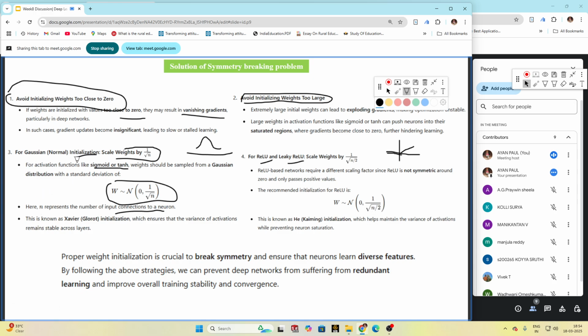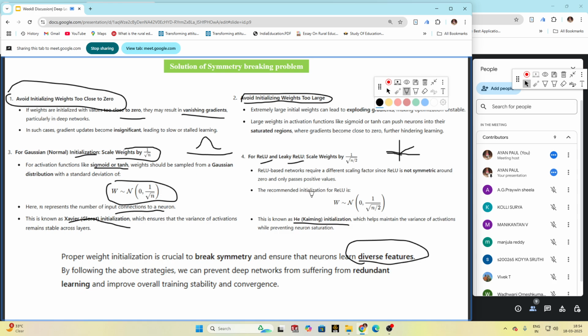Scaling the weights by 1 by root n is known as Xavier initialization, and scaling our weights by 1 by root over n by 2 is known as He initialization. So these are the four things that we have to see. Proper weight initialization is crucial to break symmetry and ensure that neurons learn diverse features. That is why we want to break this symmetry, to learn diverse features. So for that we should apply these four strategies.